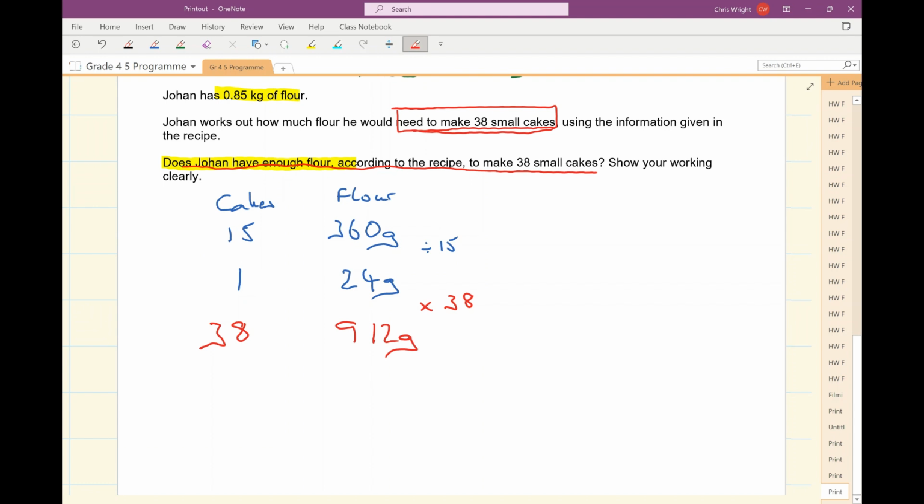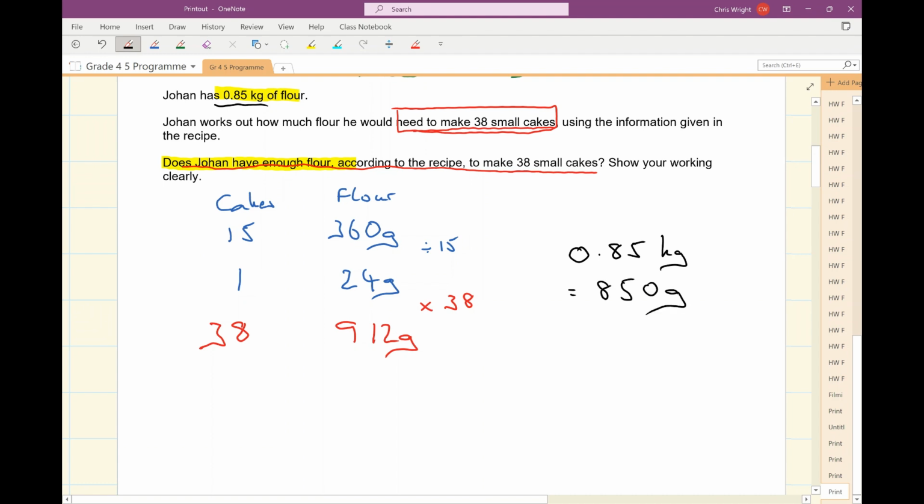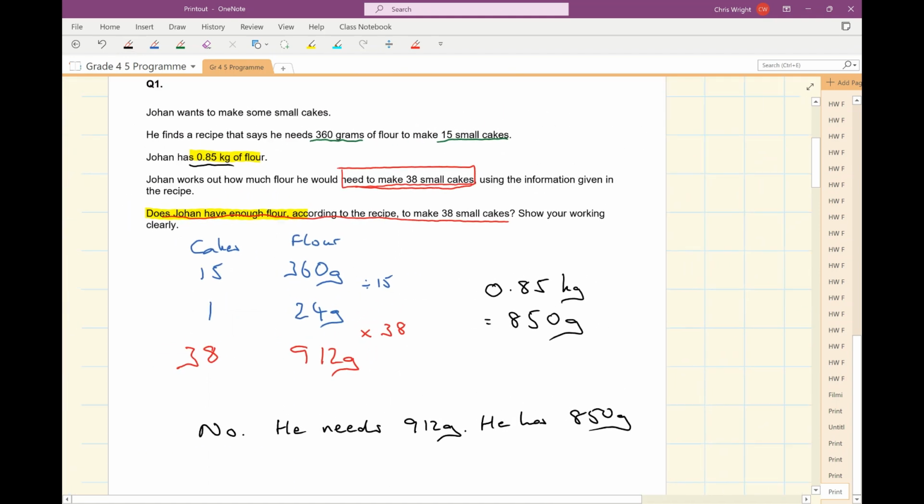Now, how much flour did he have? He has 0.85 kilograms of flour. Times by 1,000, that's 850 grams. So does he have enough flour to make 38 small cakes? No. And there's my working, but I could say, if I wanted to, he needs 912 grams. He has 850 grams. And there's my answer for question 1.